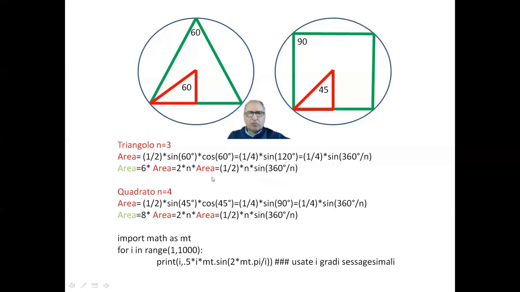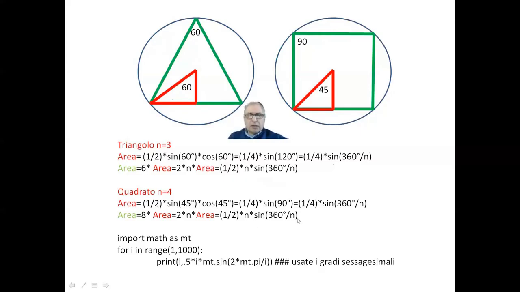If we replicate this formula and calculate it for the square, we see that we can replicate the same reasoning, and in the end, we get exactly the same formula. What has changed? The value of n, the number of sides. This time we have n equal to 4. We will have 1/2 times n times the sine of 360 divided by n. So this formula is valid for almost all inscribed polygons, and we can see what happens if we let n tend to infinity in this formula.